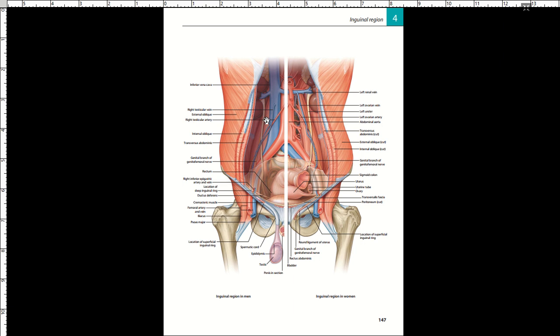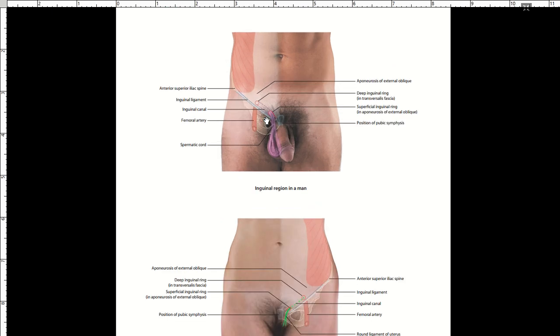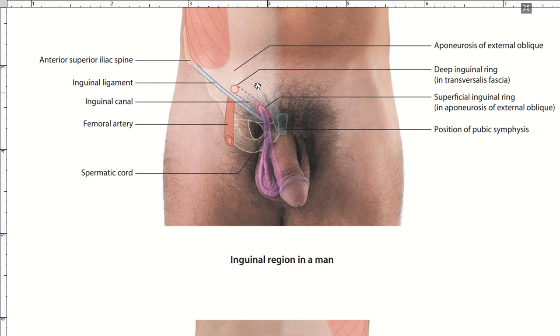Let's take a look at the inguinal region before we go any further. Let me zoom in. Right here, this is what we call your inguinal region. Inferiorly, you have a ligament called the inguinal ligament. Remember, this ligament stretches from the anterior superior iliac spine laterally to the pubic tubercle medially.